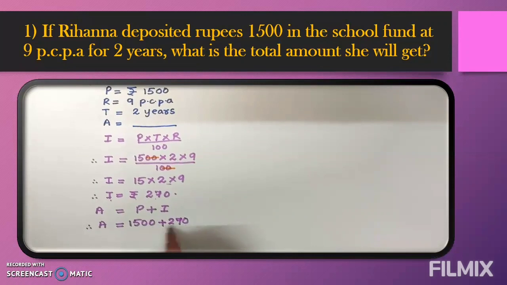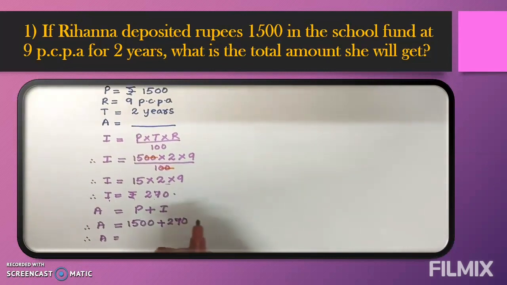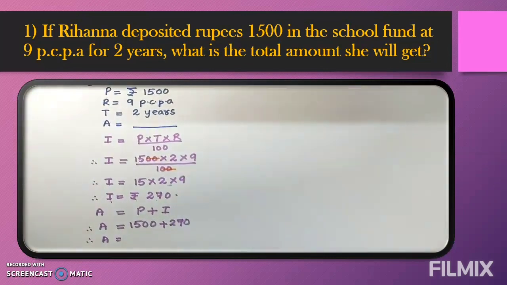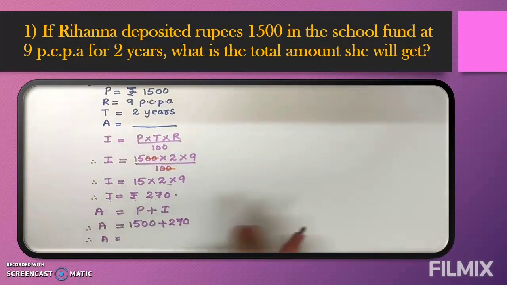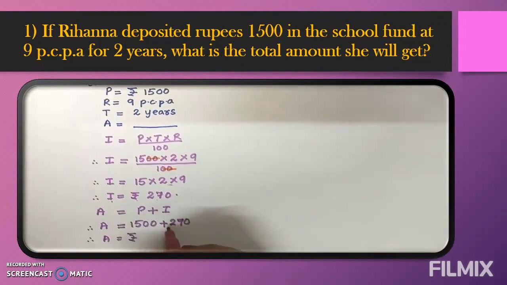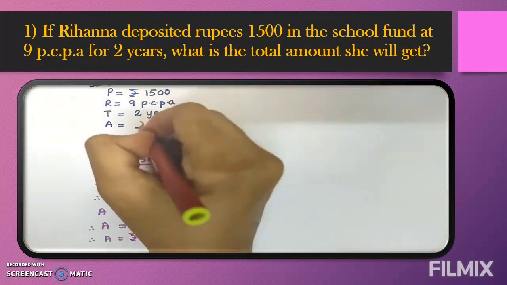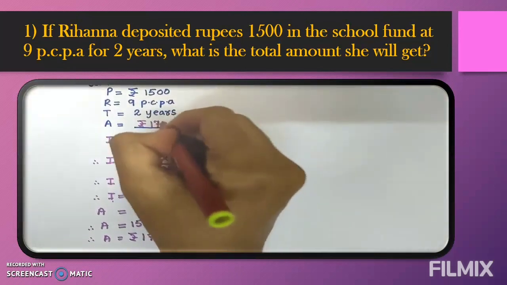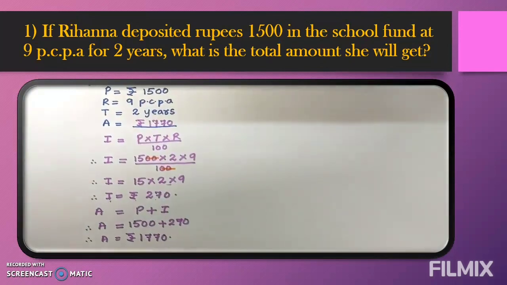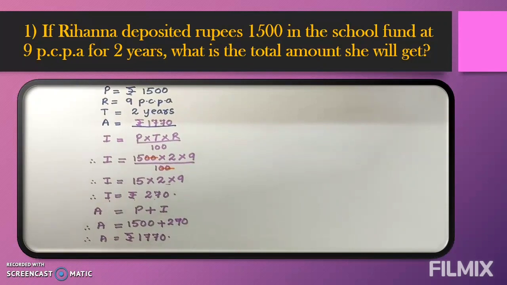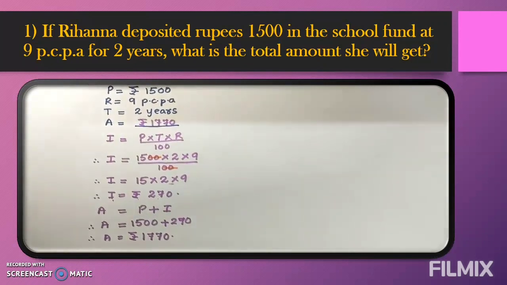Now you know what to do. Both the numbers we will add. So A is equal to 1500 plus 270. What answer will we get? If you are not able to do it orally, draw a working column, do the addition and get the answer. We will get the answer 1770 rupees. So here also we will substitute the value. So what is the amount? Rupees 1770. As it is a word problem, you have to write the final statement also.